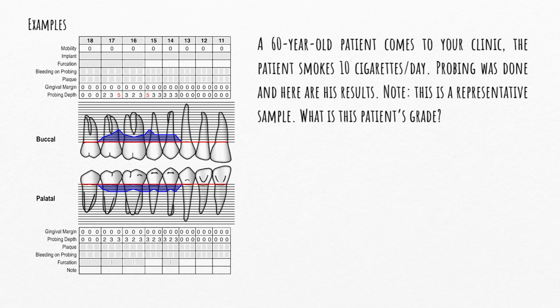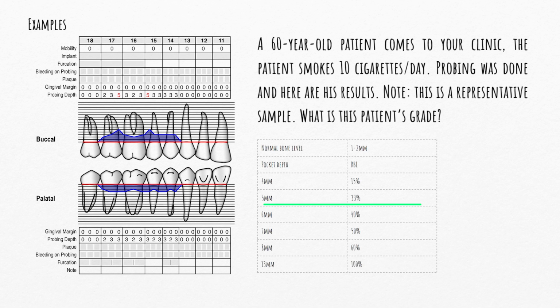Always assume the patient is grade B until proven otherwise. Since the percentage of radiographic bone loss was not given in the question, we will rely on the pocket depth to find an estimate. A pocket depth of 5 mm will equal 33% of radiographic bone loss, so 33 divided by 60 is equal to 0.55, which means this is grade B for now. In the question, it says the patient smokes 10 cigarettes per day. This will modify our grade from B to C.